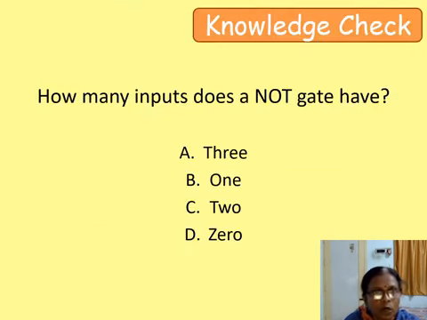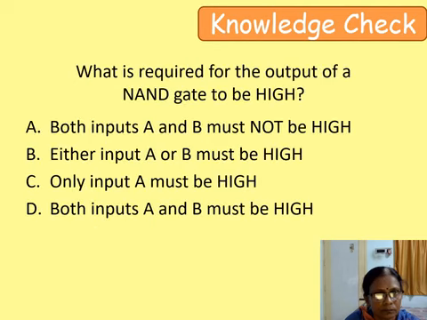Knowledge check. How many inputs does a NOT gate have? A NOT gate has only one input. What is required for the output of a NAND gate to be high? Both inputs A and B must not be high.